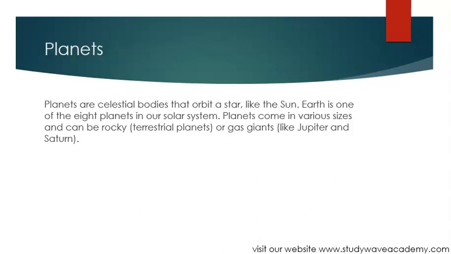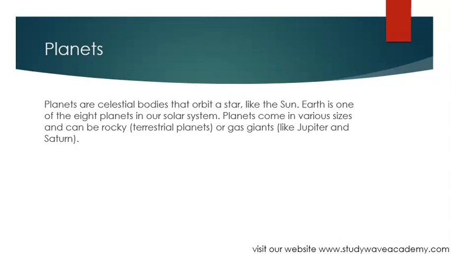Then let's look at the planets. Planets are celestial bodies that orbit a star, like the Sun. Earth is one of the 8 planets in our solar system. Planets come in various sizes and can be rocky or gas giants. So planets are large objects that orbit or go around the sun. Earth is one of these planets. Okay? So planets are like Earth in some ways. They can be rocky or gassy and have their own unique characteristics.